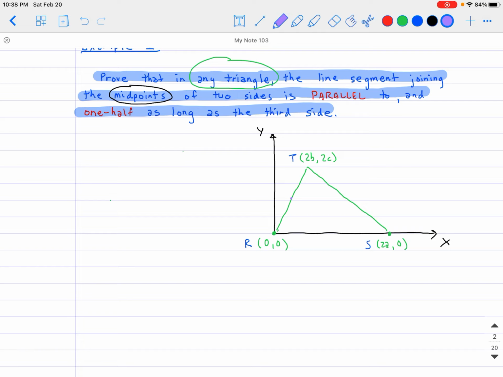So over here, we're going to draw the midpoint. Over here, we're going to draw the midpoint. Now, just like before, we're going to give them names. And because they're midpoints, that means we can assign them specific variables, just like we did with R, S, and T.